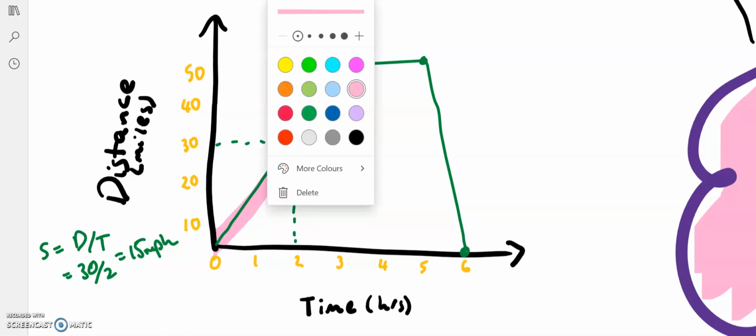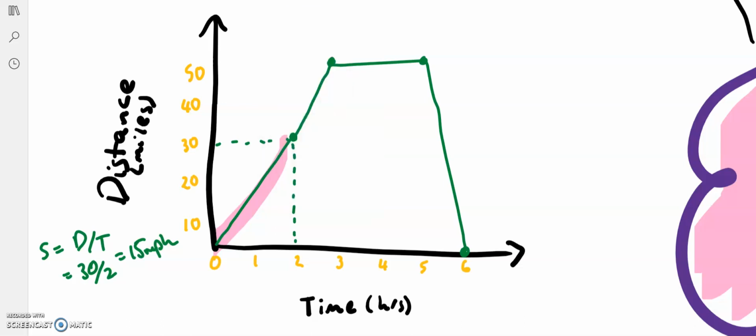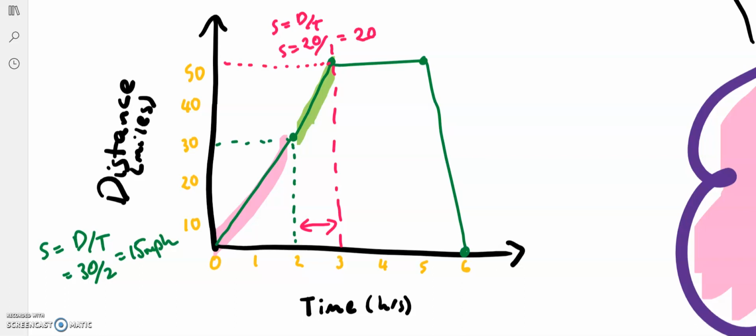If I change the colour of my highlighter here, let's go a light green. In this second section, hopefully you can see that it just lasted 1 hour. And how far did we go? Well, we started at 30 and we went to 50. So for the green section, we could do speed equals distance divided by time. The distance, we went from 30 to 50, so that's going to become 20 divided by 1. So in the green section, we did 20 miles per hour.